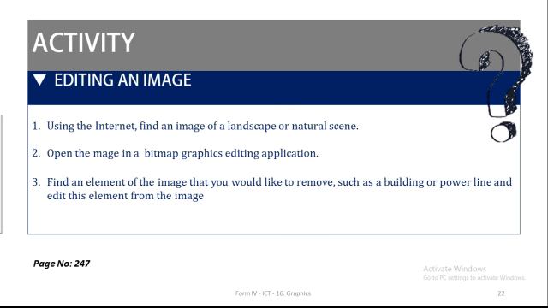And the second activity, you have to use the tools that you have now learned to edit an image. Using the internet, find an image of a landscape or natural scene and open the image in a bitmap graphics editing application. Find an element of the image that you would like to remove, such as a building or power line, and edit this element from the image. You can refer to page number 247. The sample picture is given. Similarly, you can find one from the internet and do editing to that picture.